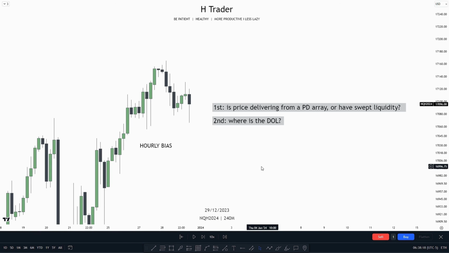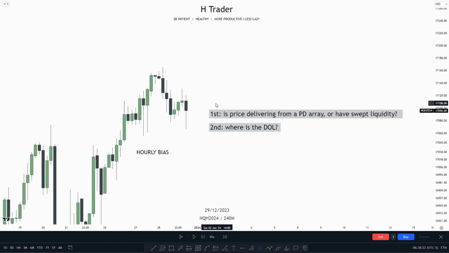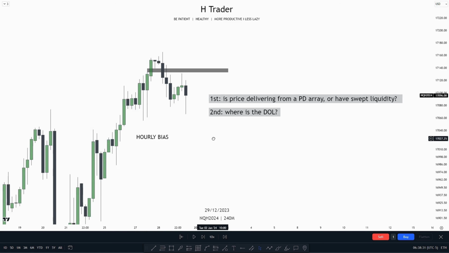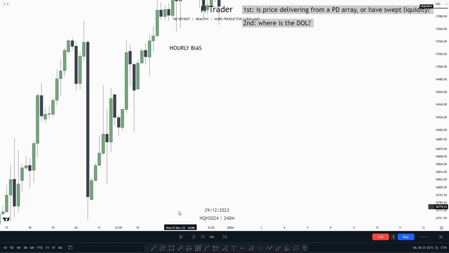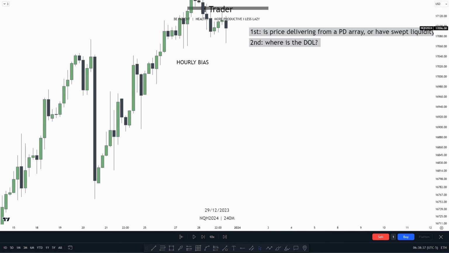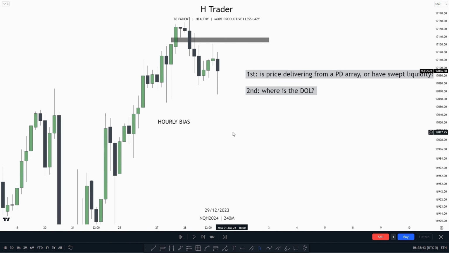Now for our next example, we're going to talk about a bearish scenario. The first thing we want to look for is price delivering from a PD array or having swept liquidity. In this case, we see the price is delivering from this inversion failure gap. Now we want to look for a drawn liquidity. And what do we have right here? We have low resistance liquidity, as we see. That is mostly what price is going to draw towards.